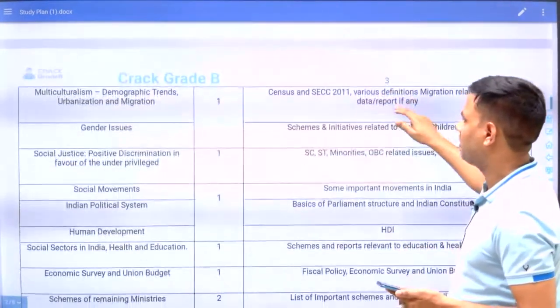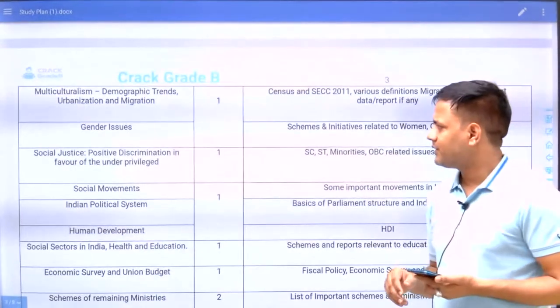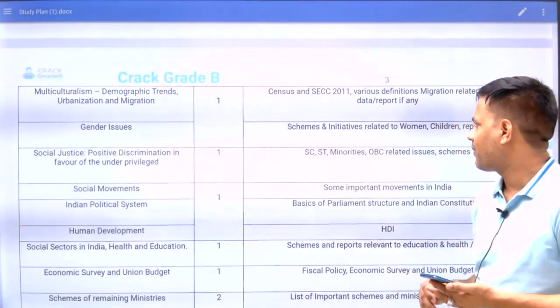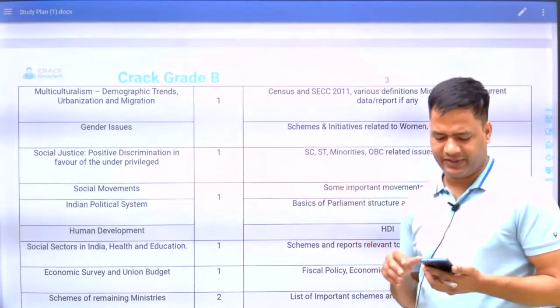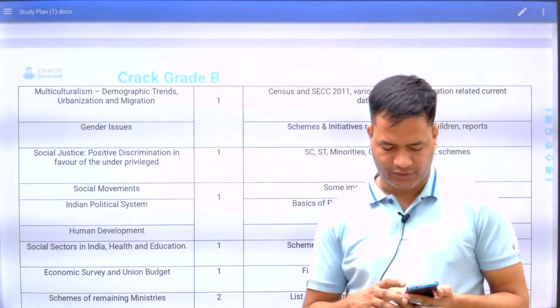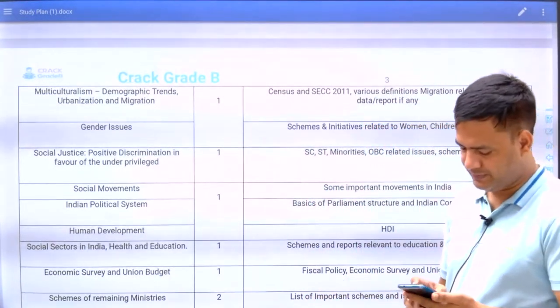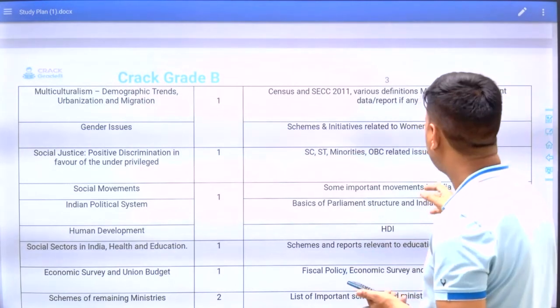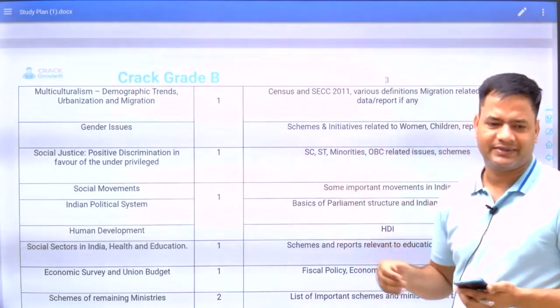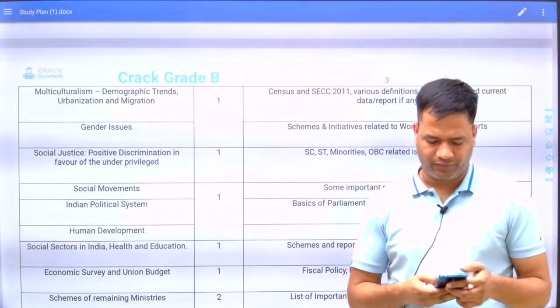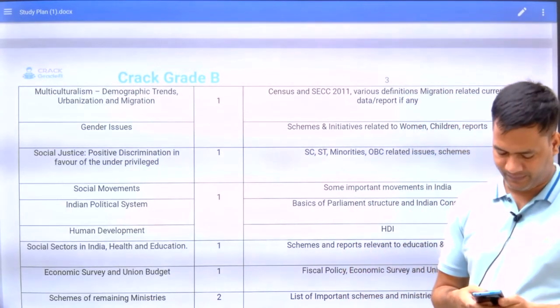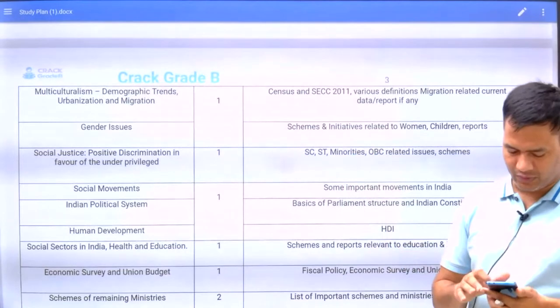Next chapter: multiculturalism, demographic trends, urbanization and migration. So if any data is there in the news related to urbanization and migration, and the socioeconomic caste census. For demographic trends, we have already discussed above.